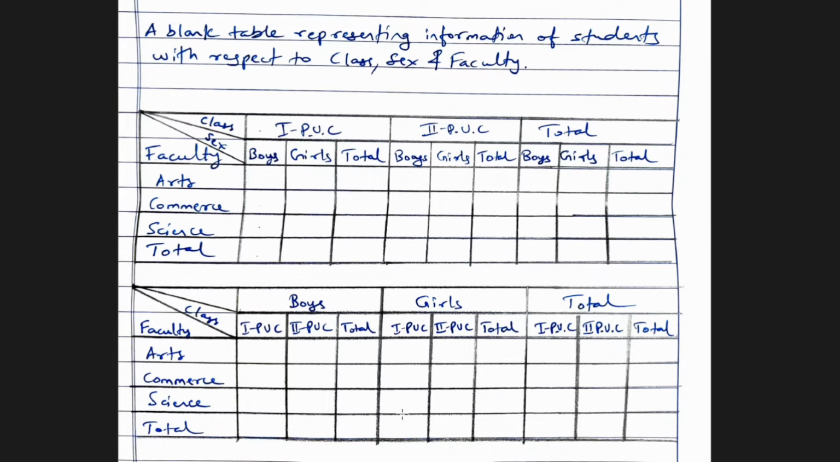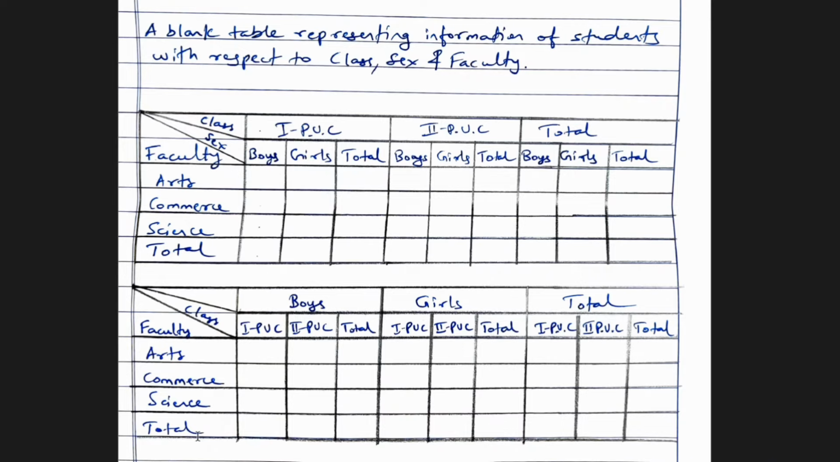You can also change this. You can take arts, commerce, science, total here, and first PUC, second PUC and total there. But again, like I said, the table will become wider and may not fit on your page. So the characteristic with the maximum variants should be written in the form of stubs, and write the other one as captions. In this way you can easily create a blank table.